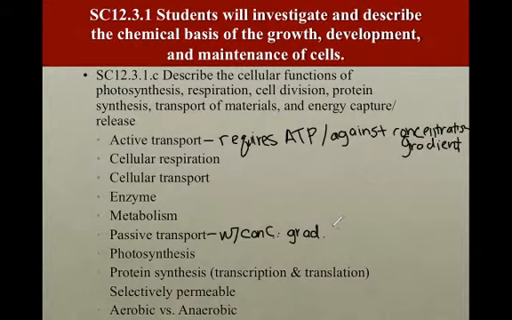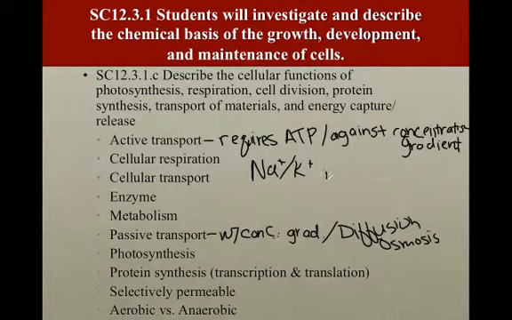Some examples of passive transport would be diffusion and osmosis. Active transport would be like the sodium-potassium pump. You require some sort of channel protein. Did you guys talk about protein channels in biology? We do in A&P. If you take anatomy and physiology next year, we talk about a lot of proteins that cross the membrane.